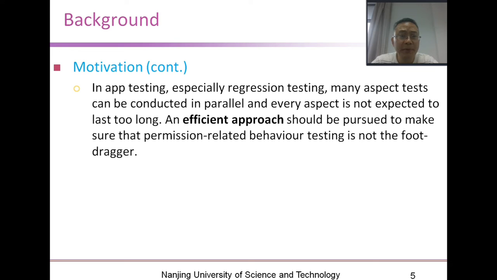In app testing, especially regression testing, many aspects of tests can be conducted in parallel, and every aspect is not expected to last too long. So, an efficient approach should be pursued to make sure that permission-related behavior testing is not the foot dragger.